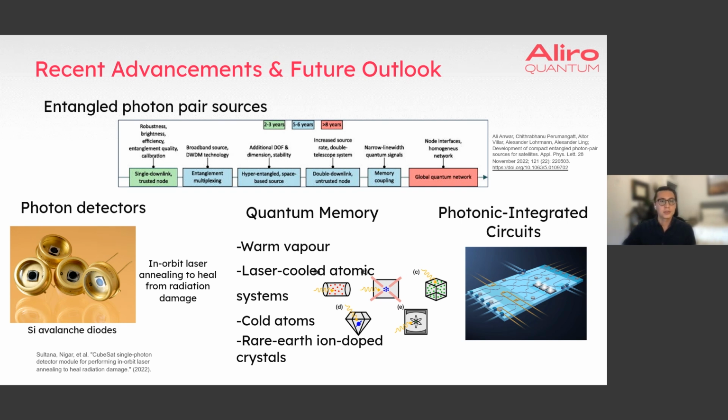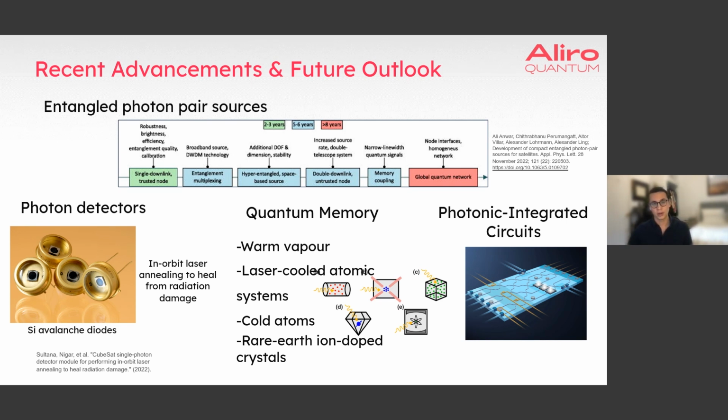In the near term, medium term, entangled photon sources should be developed to leverage multiplexing. For DWDM technology, for broadband sources, let's leverage the frequency band. And then as we move further and further, let's move from just entangled photon pairs to hyper-entangled states, multi-dimensional entanglement. And then from there, we can develop protocols with fewer and fewer trust assumptions on nodes.